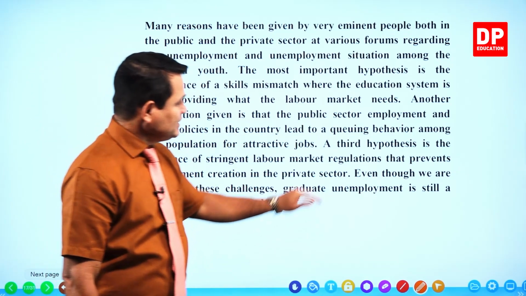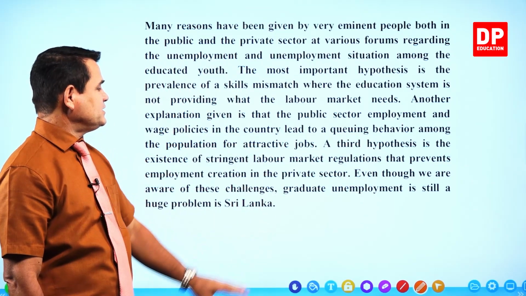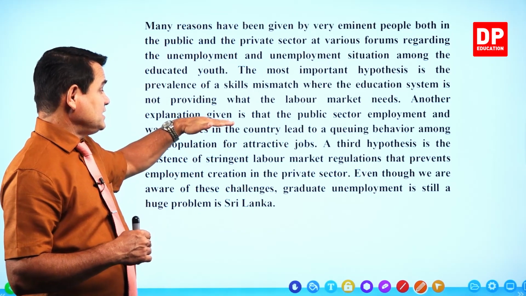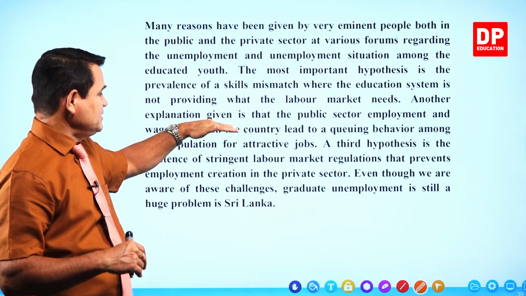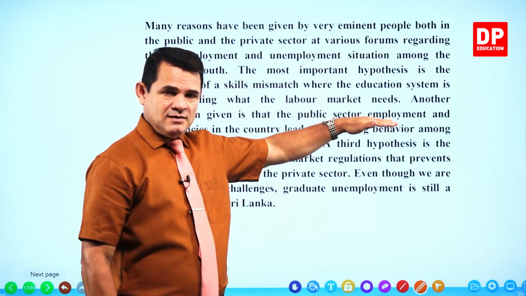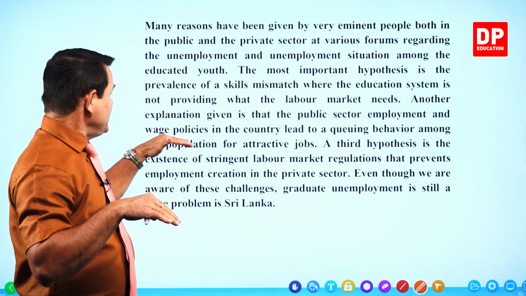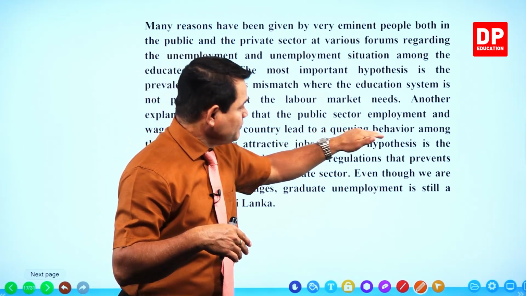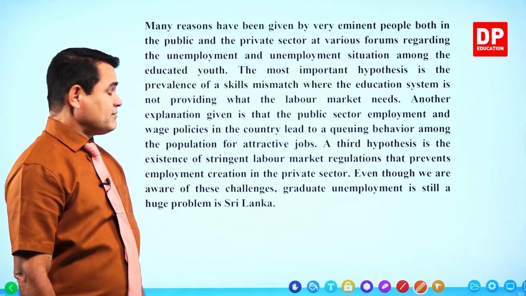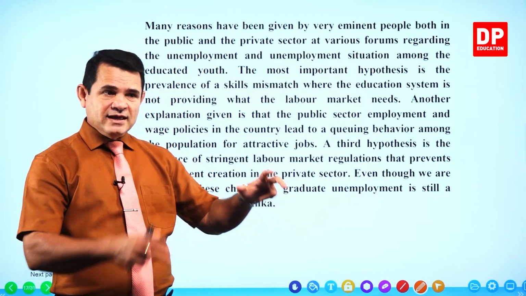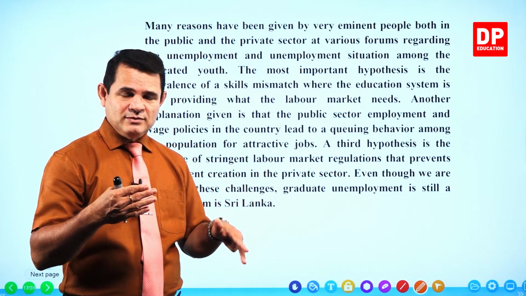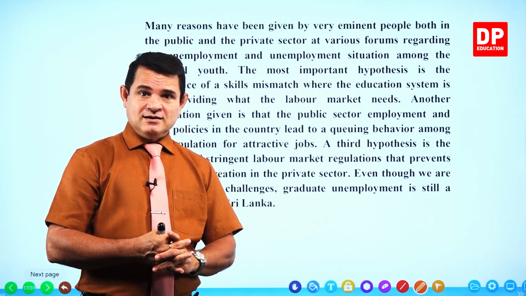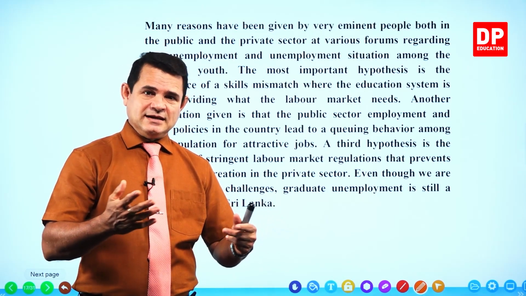Another explanation given is that the public sector employment and wage policies in the country lead to a queuing behavior among the population for attractive jobs. There's another problem. තවත් ප්‍රශ්නයක් තියෙනවා මොකද්ද? Another explanation is given. Public sector employment එකේ and the wage policies, salaries, ගෙවීම් පිළිබඳ ප්‍රතිපත්ති in the country lead to a queuing behavior among the population for attractive jobs. අන්න ඒව හේතුන් නිසා ලොකු පේලියක් ඉන්නවා attractive jobs. හොඳ jobs හොයාගෙන යනවා. So that is another problem.